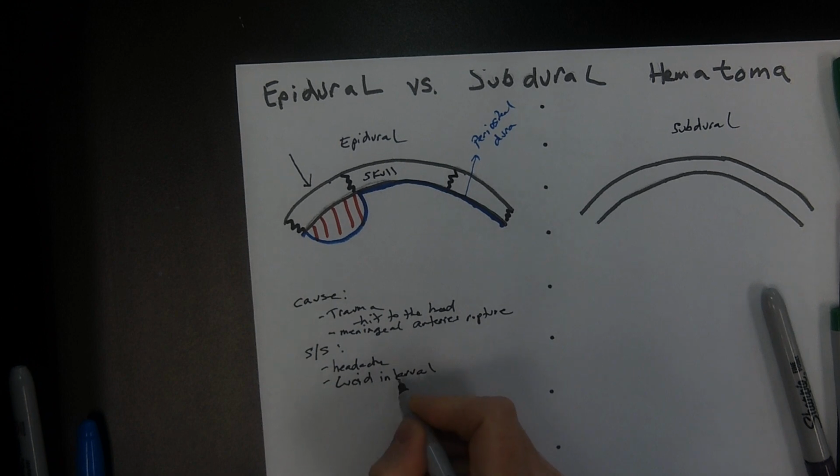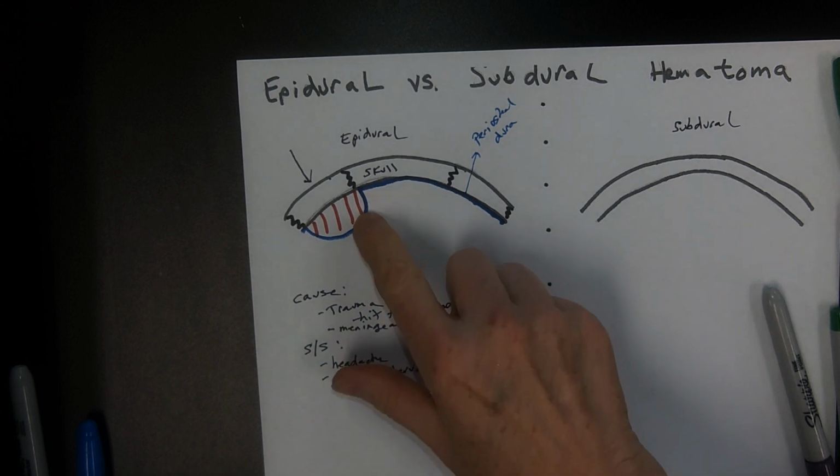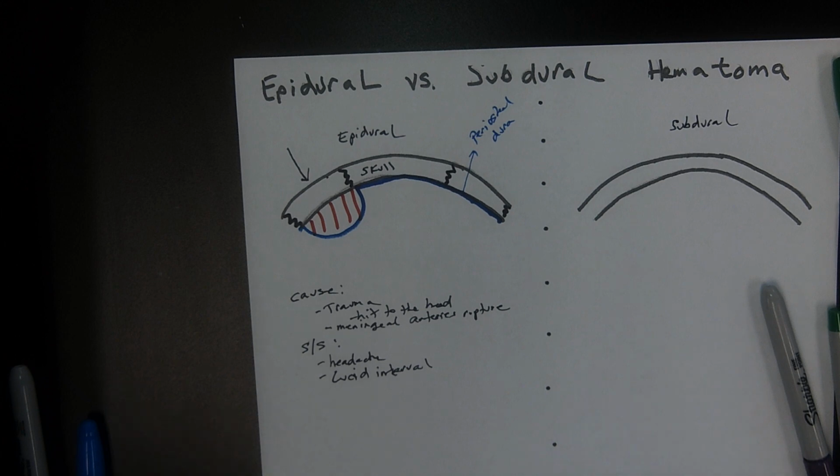Lucid interval, L-U-C-I-D interval. Okay, that lucid interval is that time after they hit their head, and they're perfectly okay. They're not really demonstrating any signs and symptoms, maybe a mild headache from where they hit, but nothing much more than that. And then all of a sudden they become unresponsive and go into a coma. Okay, it just takes a lot of time for the meningeal artery blood to pool, and the more blood that's pooled there, the more pressure you're going to put on the brain.